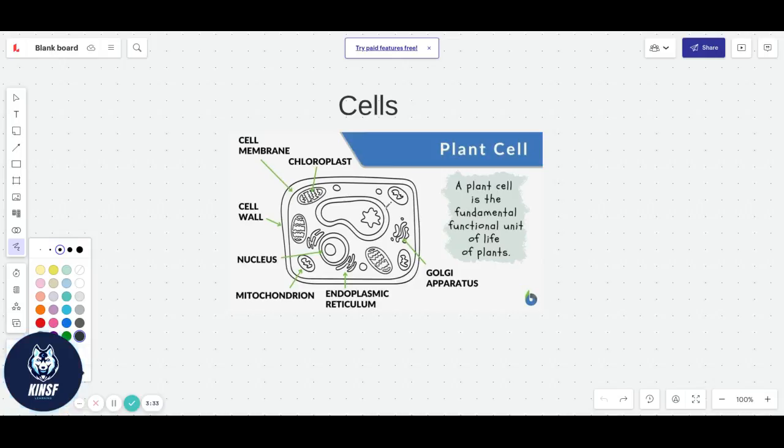So, that's it for the plants. Now we'll move on to the animal cells. So I'm just going to pause this right here and get the animals.